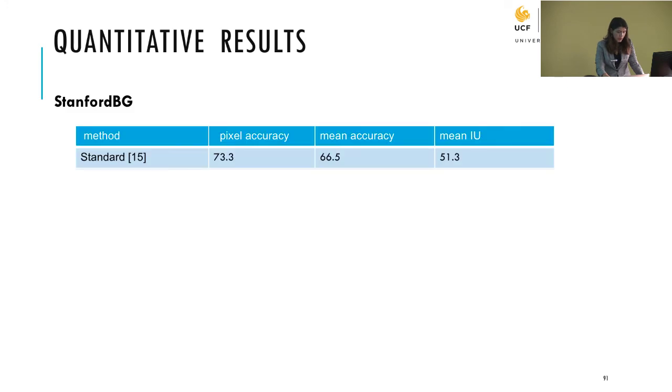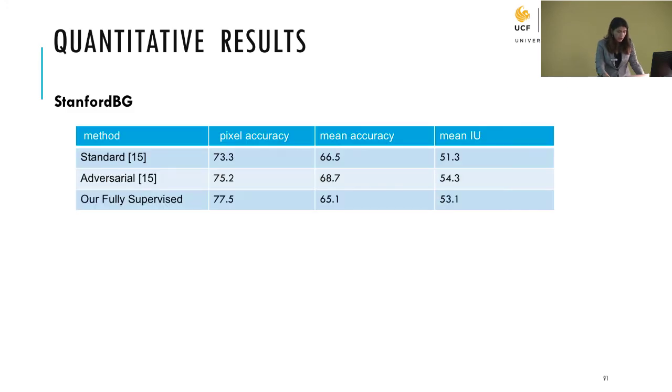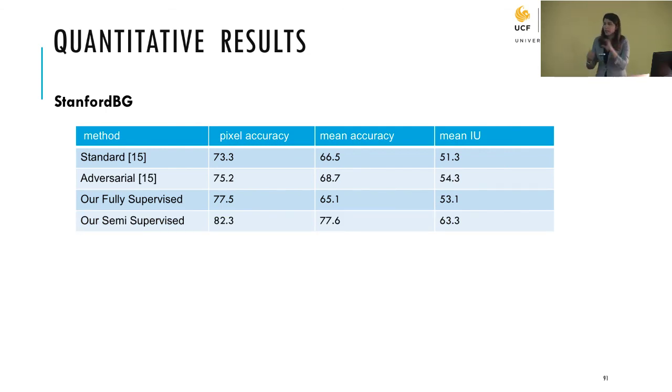This is the result for the Stanford background. We compared with this reference number 15. They used the idea of generating segmentation using the GAN instead of using this semi-supervised approach. As you can see, we get better improvement because semantic segmentation is a complex task, and we use this fully convolutional neural network, but we just use GAN as an auxiliary to help this classifier.